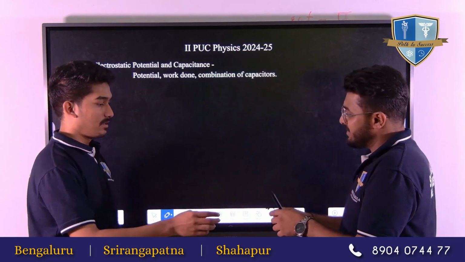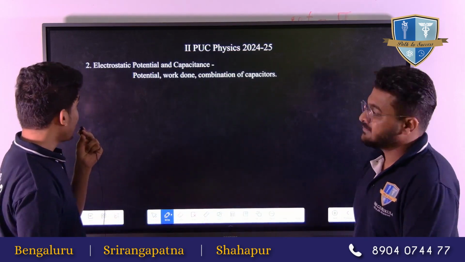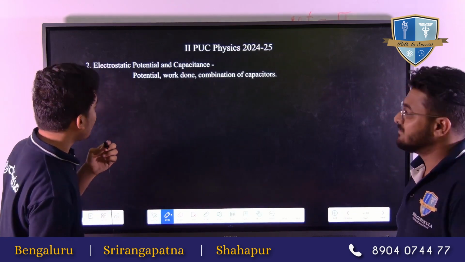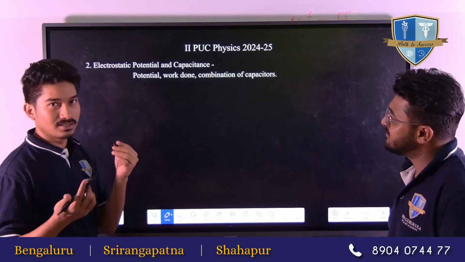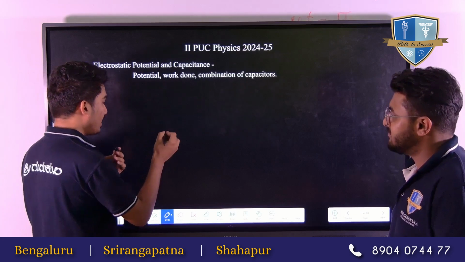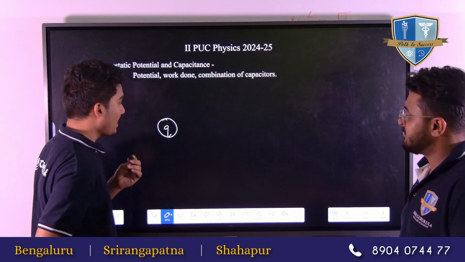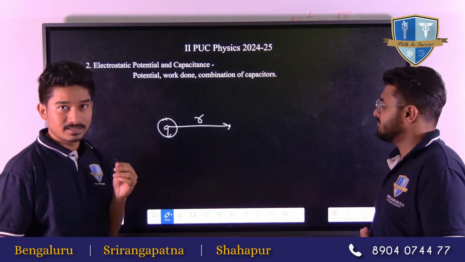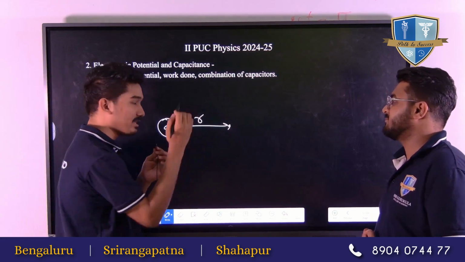So second one. From the second chapter, which is electrostatic potential and capacitance, they may ask questions based on potential. Like if there is a charge Q, they will ask what is the potential at a distance r from this charge. So you are supposed to find the potential at this point, correct?